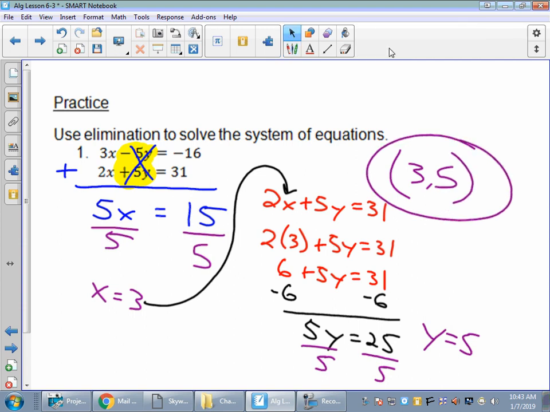And you could graph both these lines, both these original equations. I'm not going to ask you to do it, but if you did, they would cross at the point 3, 5. That's where that solution gives us a little bit of meaning there. It's just a different way using elimination. Okay? So let's try another one.